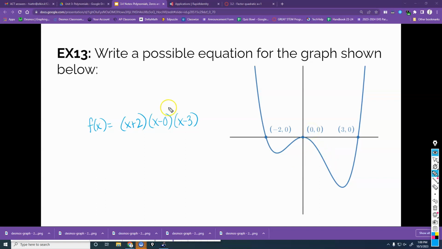So this right here would need to be squared. The others could just be to the first power. And so because that x minus 0 is just an x, they're probably going to write that like this, x squared times x plus 2 times x minus 3. Like that.